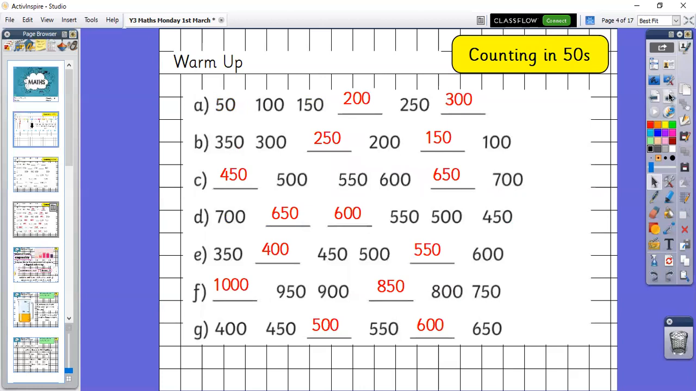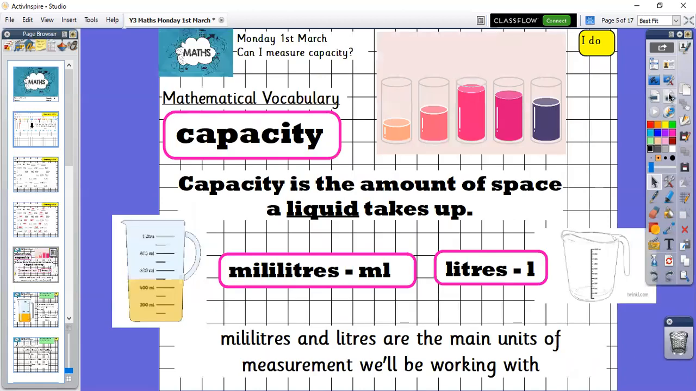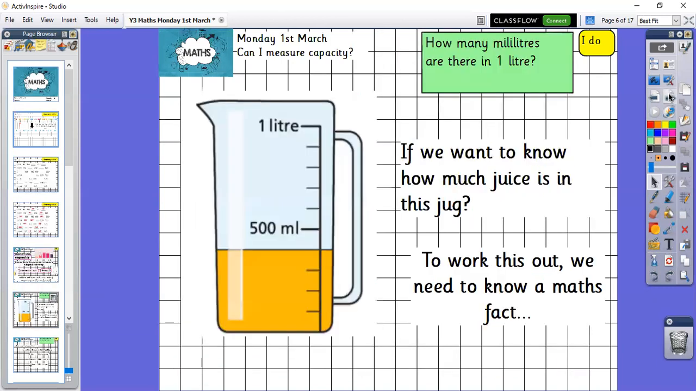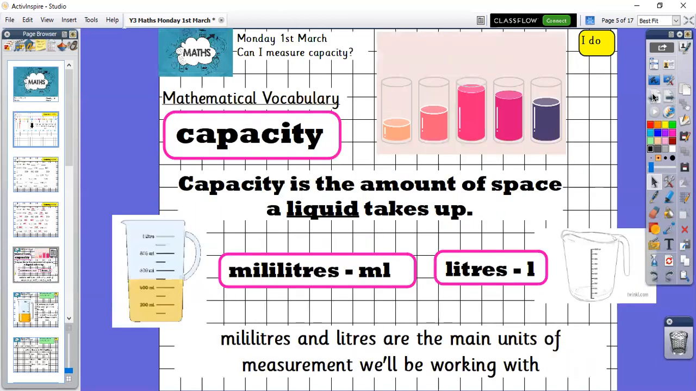Okay, so how did you get on? Have a little look, tick off the ones you got correct. There we go. And when you're ready, we're going to jump straight in. Okay, so again with our mathematical vocabulary, one of the words that's going to be coming up a lot is capacity.